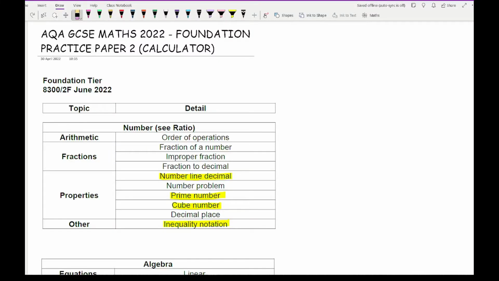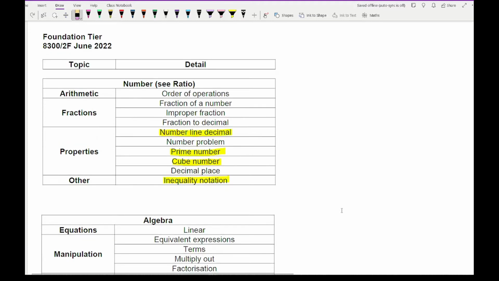Before we get started on working through this practice paper, let's have a look at the advanced notice information given about Paper 2 on the Foundation for the AQA exam of 2022. Looking at this and at the paper, I've highlighted the topics that aren't covered in this practice paper but are on the list. There aren't any questions relating to number line decimals, there isn't any prime numbers, I would say, in terms of other related questions.